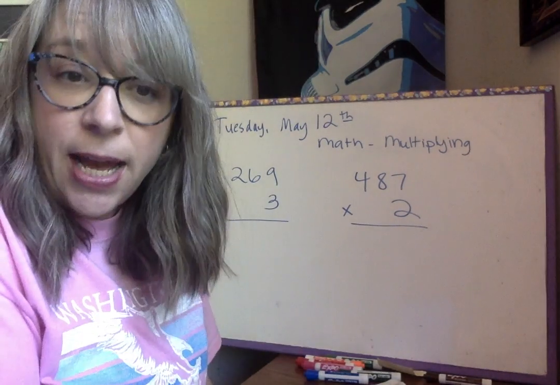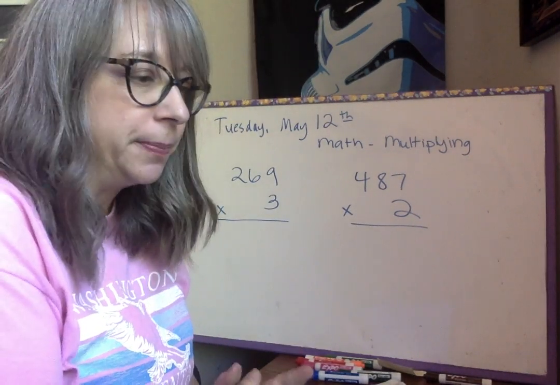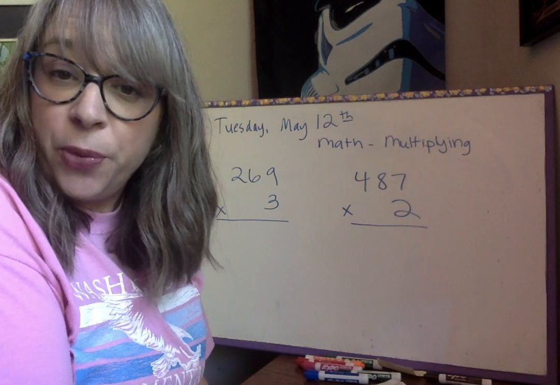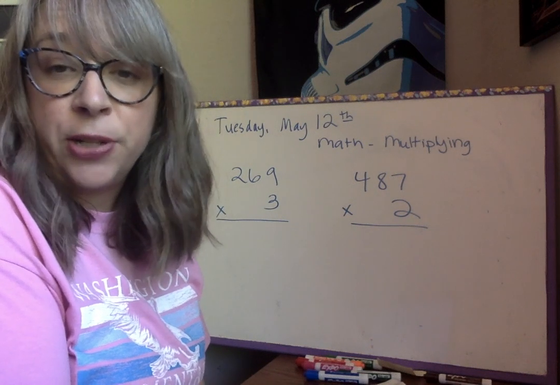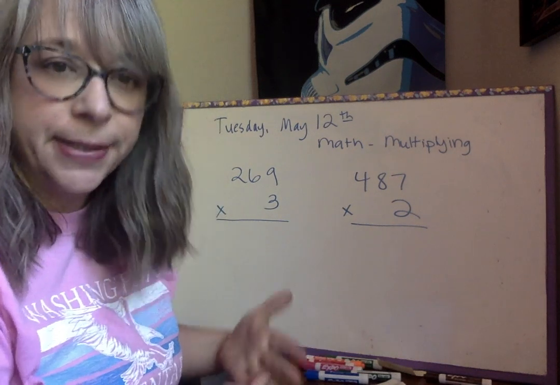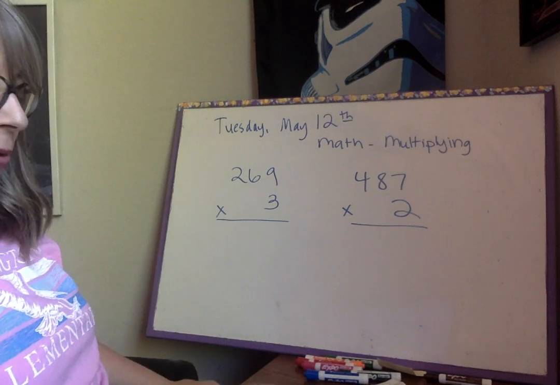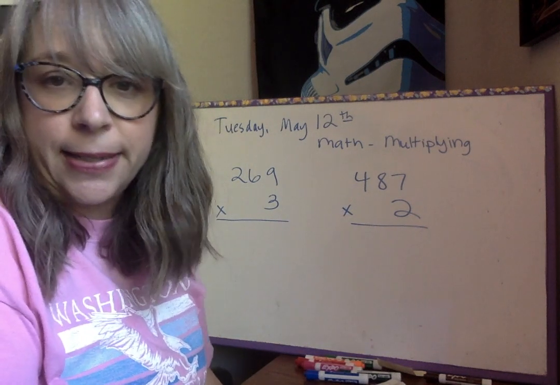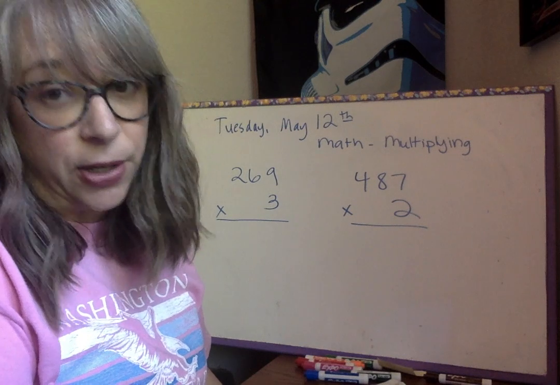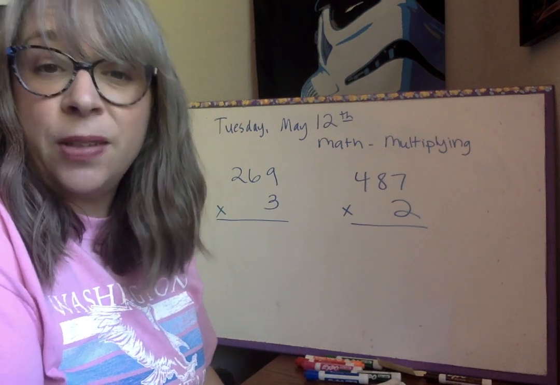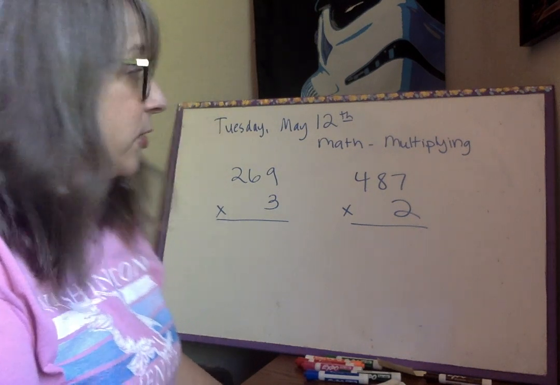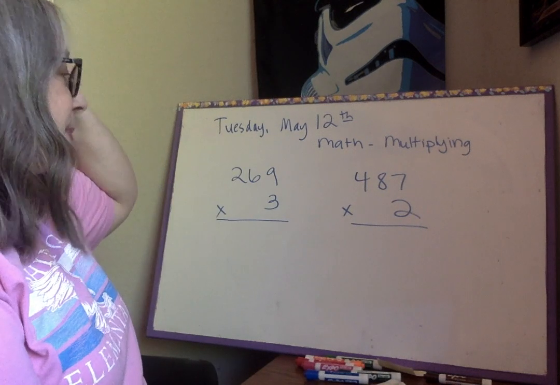It is multiplying time. Yesterday, we divided with remainders. So multiplication and division usually go along pretty well together, but once you start multiplying bigger numbers and dividing bigger numbers, it's not as easy to see the relationship between the two. So today, we're just going to practice some multiplying, just to remember that we have to regroup sometimes.